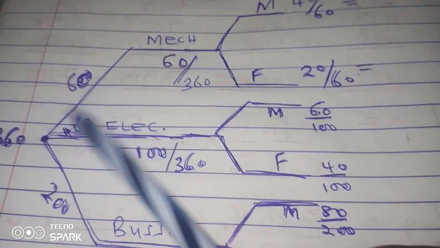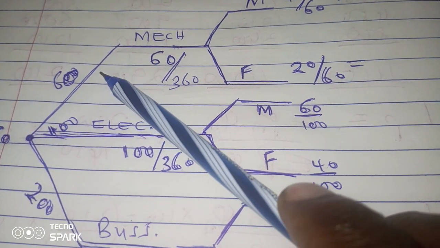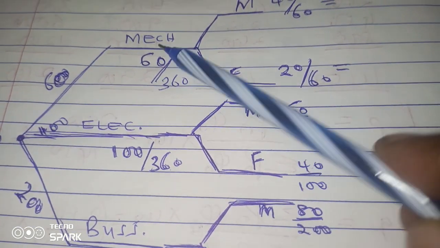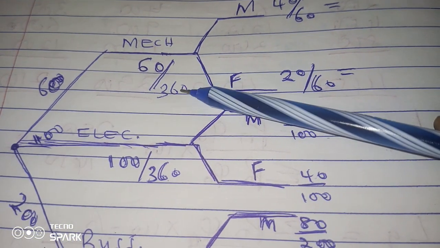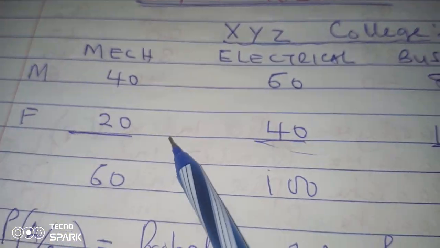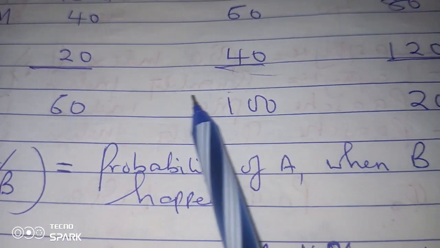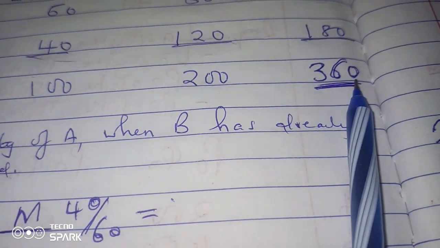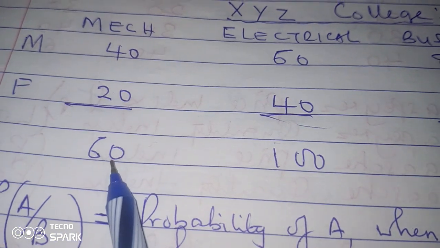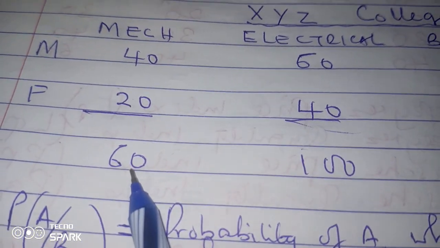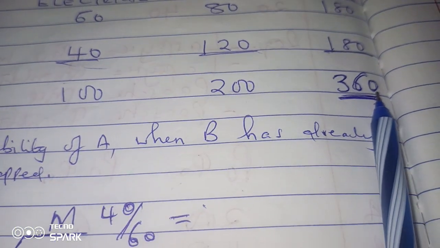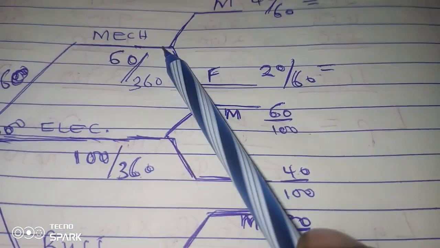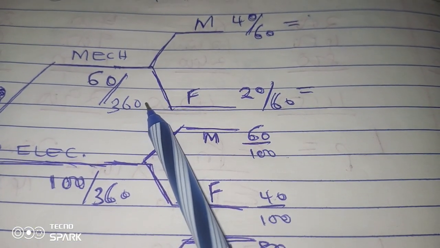Therefore, the probability of picking a student from the mechanical department, or the ratio of mechanical to the total, would be 60 out of 360. What are we saying? From the table, we can see the mechanical had 60 and the total of the students is 360, and therefore the probability of picking any student from the mechanical department is 60 out of the total 360, and that's why we are having 60 divided by 360.